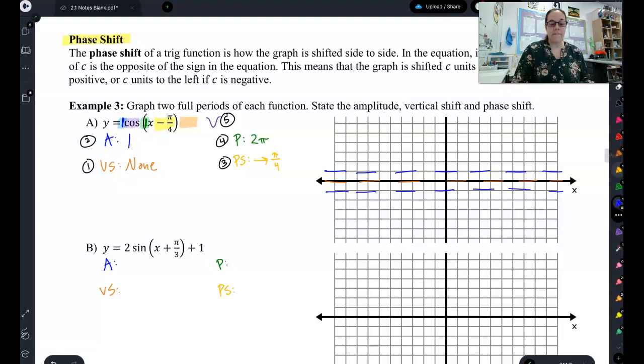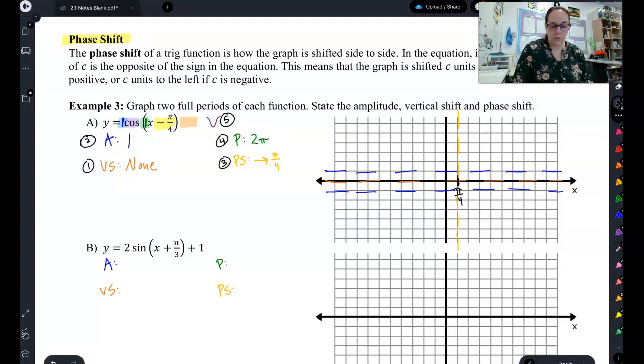Now my phase shift is right pi fourths. So what I'm going to do is make a little tick mark right here, and I'm going to call that tick mark pi fourths. So then that way I can move right pi fourths. So instead of starting on the y-axis, I have moved my starting point right pi fourths. Now, I still need to move 2 pi over.